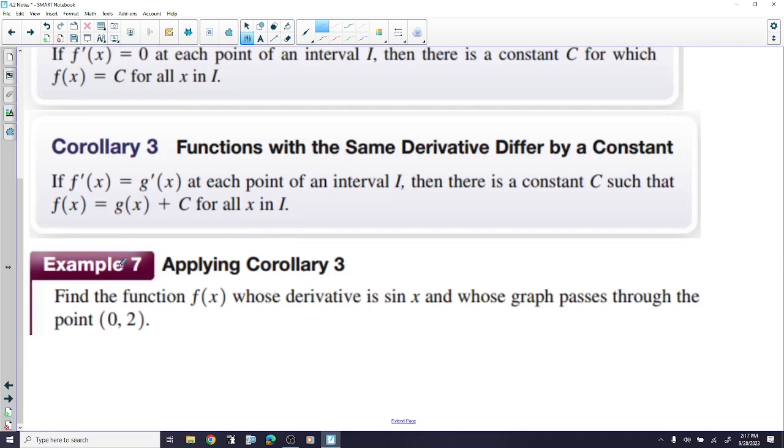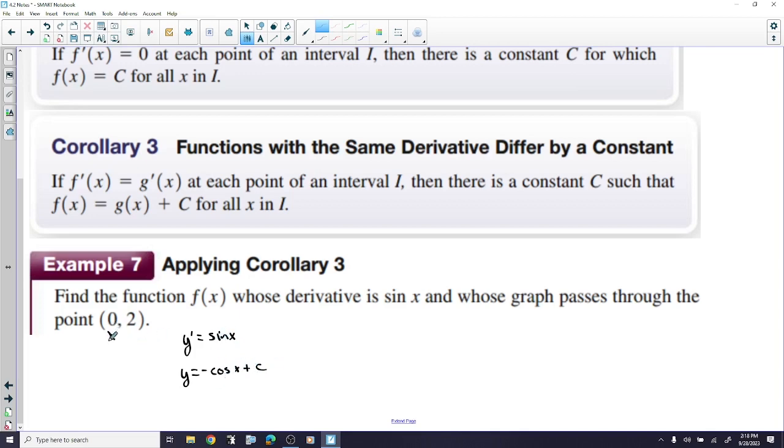So what they're saying is find the function f of x whose derivative is sine x, whose graph passes through the point (0, 2). So the function must be negative cosine of x, but then plus some constant, because the derivative of a constant is 0. So we could have an infinite amount of constants, and this derivative would be sine of x.